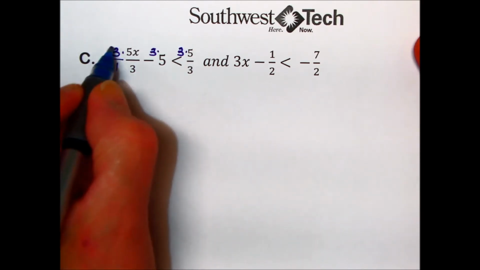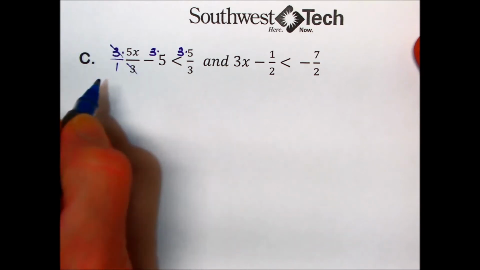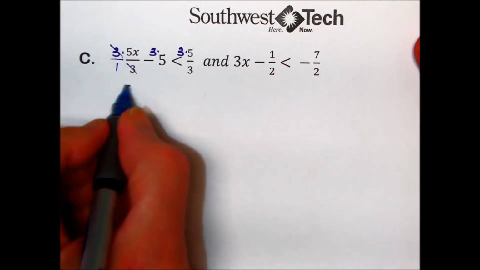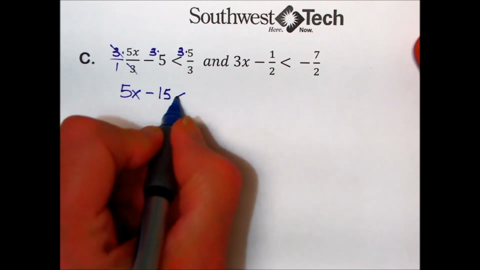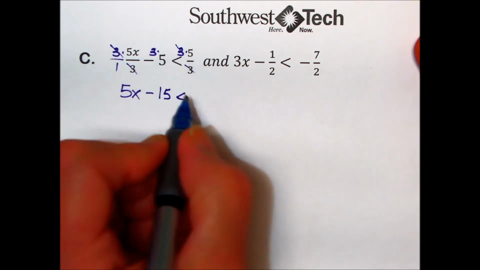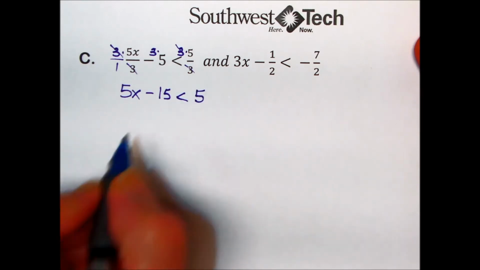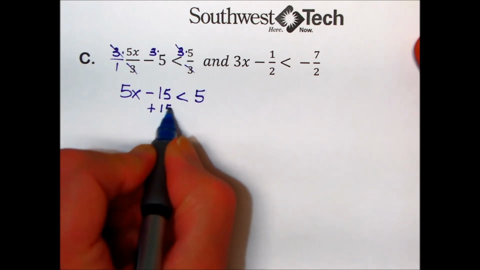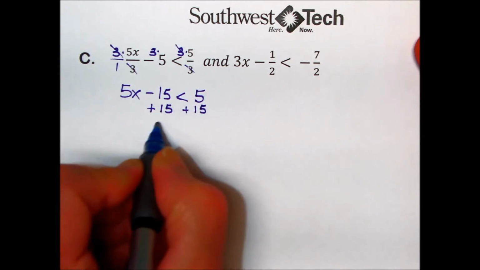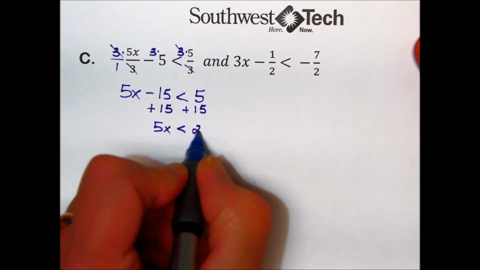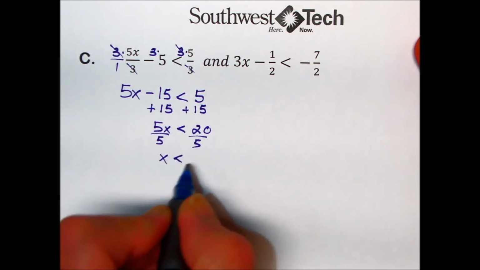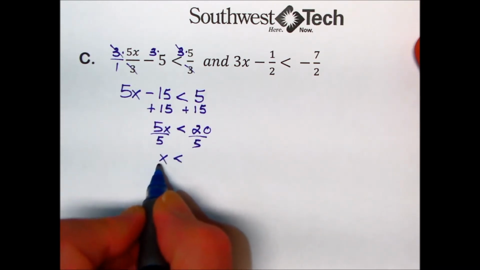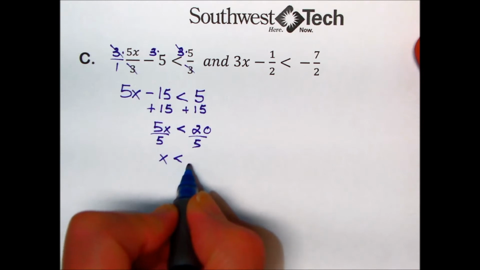This 3 is actually 3 over 1. A 3 in the numerator will cancel out a 3 in the denominator, leaving us with 5x. 3 times 5 is 15, and the 3 in the numerator cancels out the 3 in the denominator, leaving a 5. Solving this, we'll first add a 15 to both sides, and then divide both sides by 5, leaves us with the set of all x such that x is less than 4.